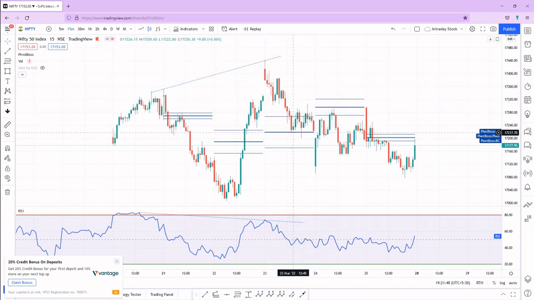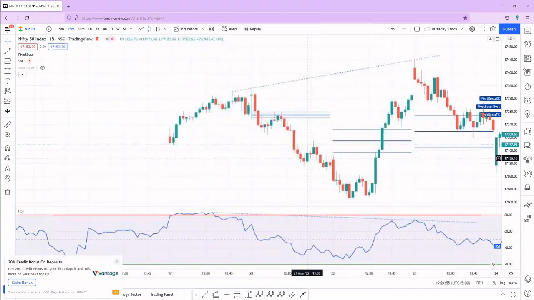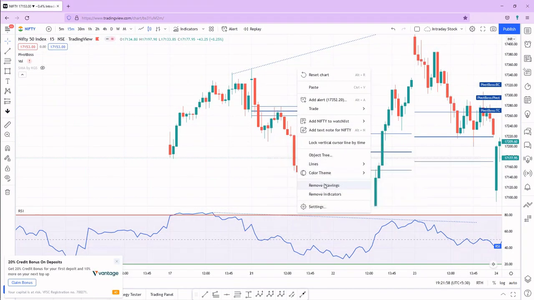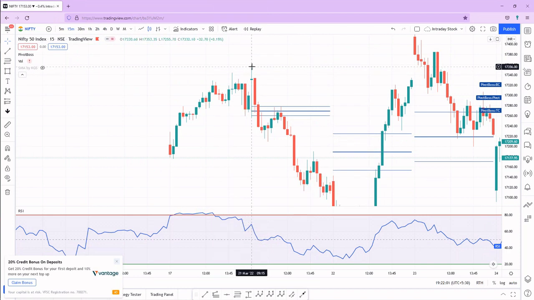The reason it can come towards CPR is that CPR is one sort of resistance and support zone which we can treat. Let me remove all the drawings. This particular candle, we are not sure what it is. It is a long leg doji candle, or a sort of doji candle. Assume it is a doji candle. But after this doji candle, even though it has engulfed all these candles, the next two candles gave a close below the CPR. Once it gave a close below the CPR, it started facing resistance at this CPR zone.